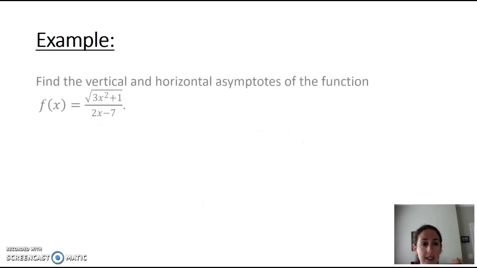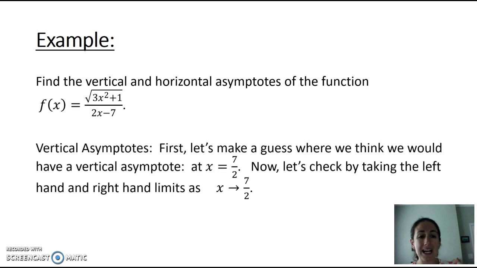Let's take a look at another example. Let's find the vertical and horizontal asymptotes of this function. Let's talk about the vertical asymptotes. Remember, a vertical asymptote occurs if the limit as x approaches a of f of x goes off to positive or negative infinity. We noticed a trend that these vertical asymptotes tend to happen at the values that make the denominator 0. So we're going to guess that it would be at 7/2, because 7/2 is what would make that denominator equal to 0.